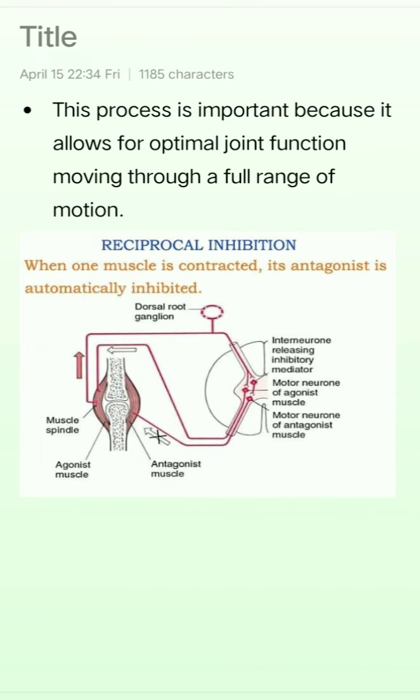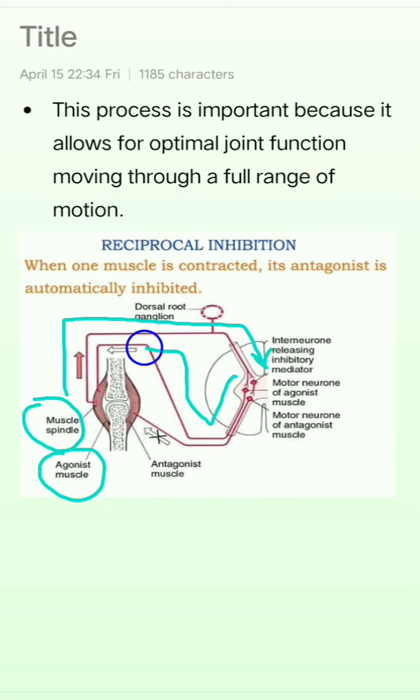When one muscle is contracted, its antagonist is automatically inhibited. This is the agonist muscle along with its muscle spindle. Whenever the muscle spindle is activated, it will send impulses to the CNS through the sensory neuron. Now what will it do? It will activate its own motor neuron as well as inhibit the motor neuron of the antagonist muscle. So its contraction will not occur and the antagonist muscle will relax. So this was about muscle spindle.